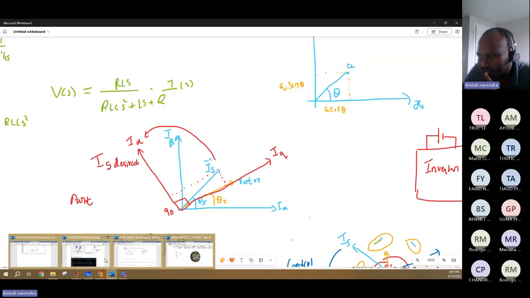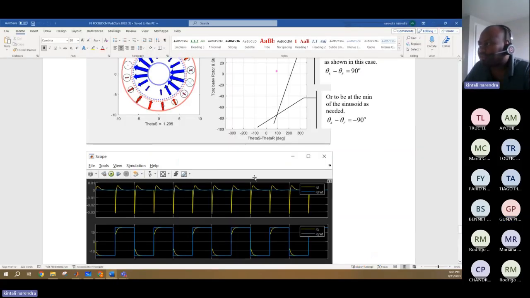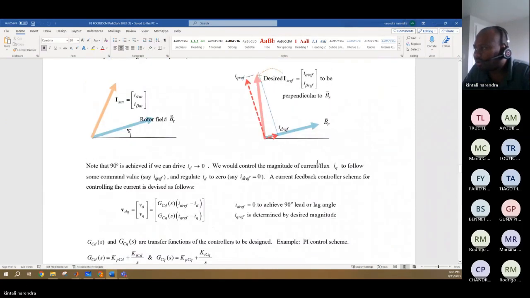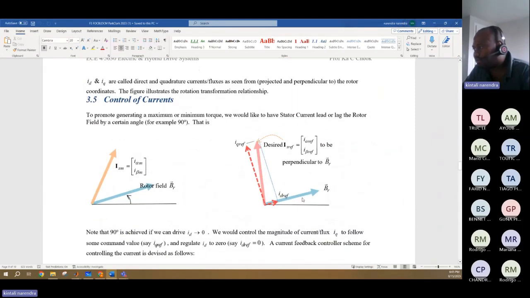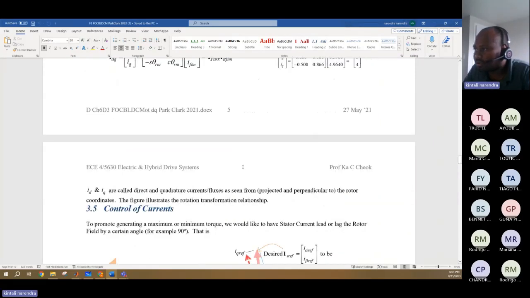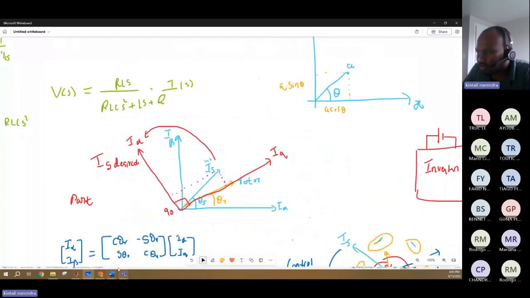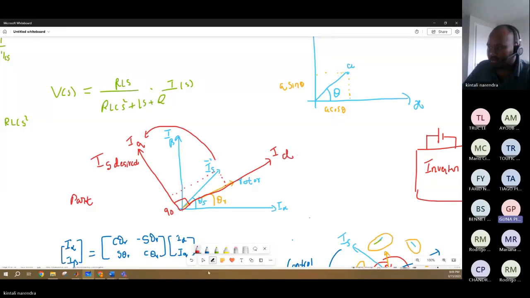Wait, I just want to clarify one more small thing. This is IQ and this is ID. I made a small mistake, the naming convention has gone wrong. This is IQ and this is ID. Please, ask your question.